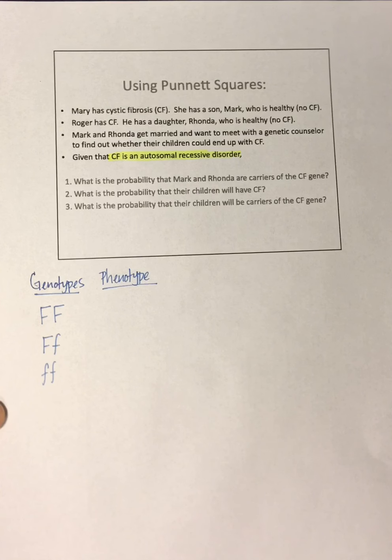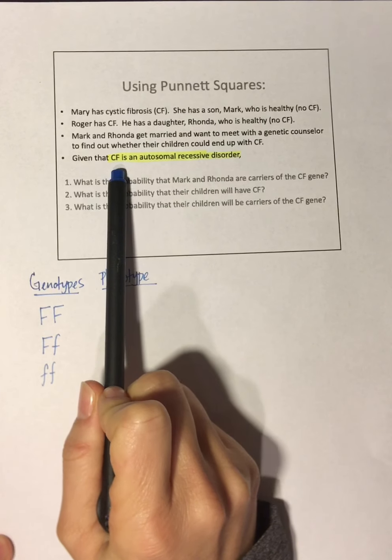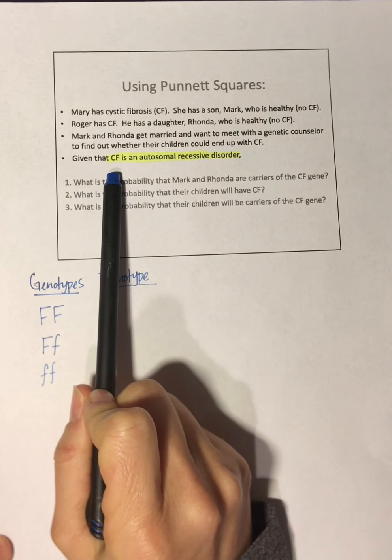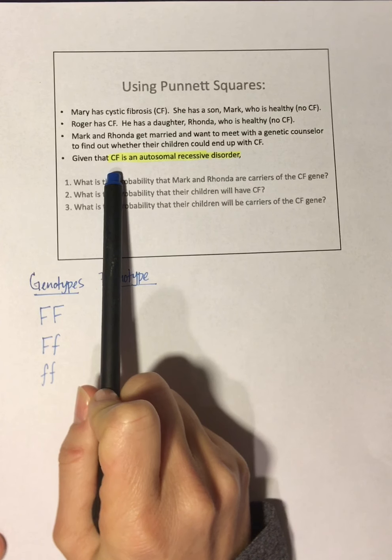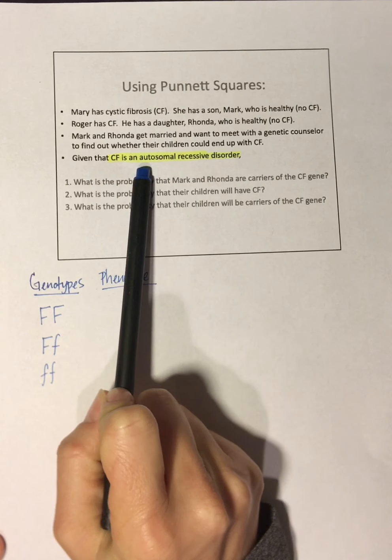In this video, I'm going to show you how you can use Punnett squares to solve a genetic story problem like shown here. To begin, I'm drawing your attention to this statement here. Cystic fibrosis, abbreviated CF, is an autosomal recessive disorder. This has a lot of information.